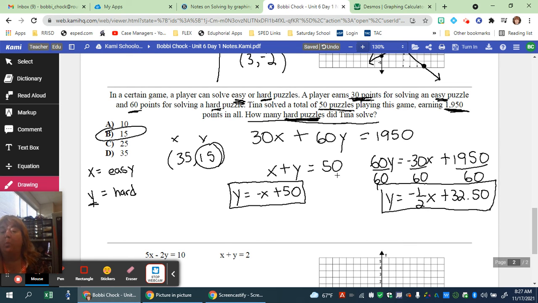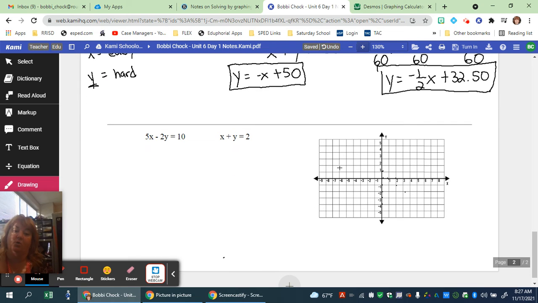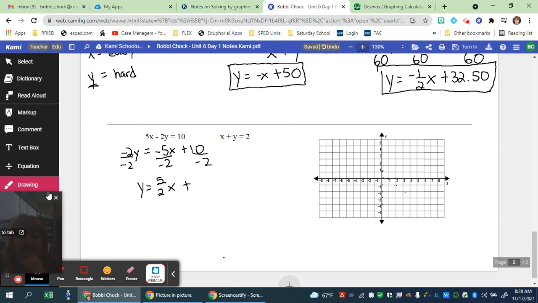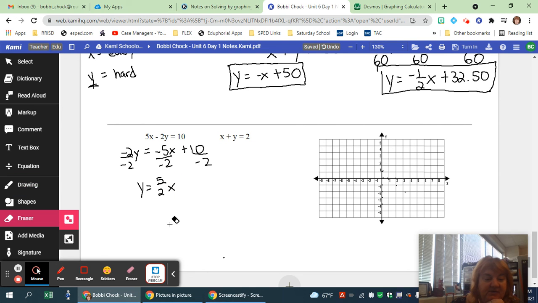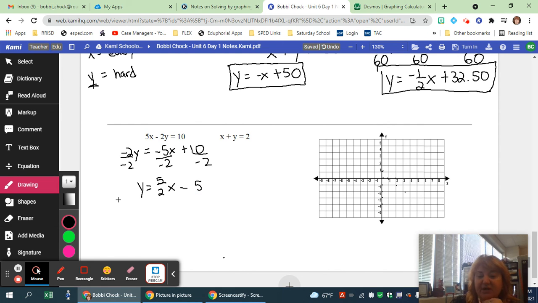Okay? One more problem. Here we go. First thing we need to do is solve for y. So we have negative 2y equals negative 5x plus 10. Divide by negative 2. Divide by negative 2. Divide by negative 2. y equals 5/2 x plus, nope, that's going to be a minus. Oops, got to move my picture again. Erase. There we go. Minus 5.